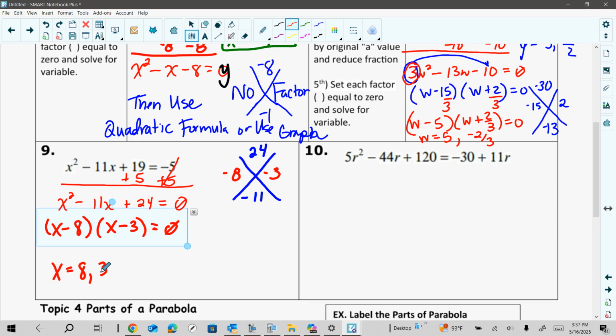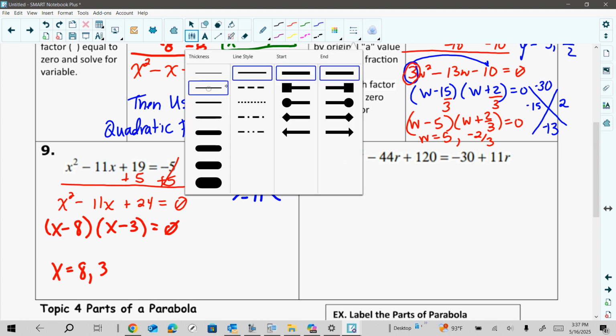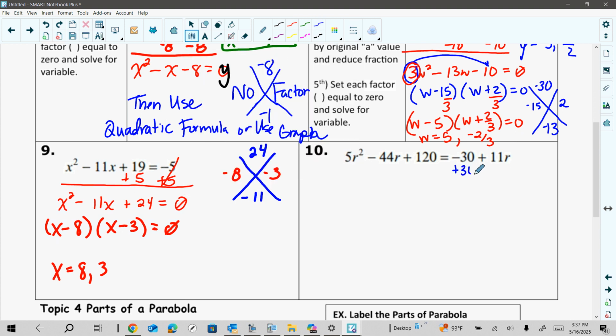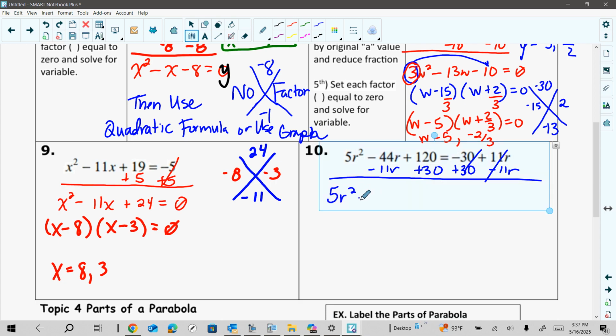All right, so let's see if we can recognize our first step here. We got actually a couple things we have to do to make this equal to 0. We have to add the 30 and subtract the 11r. Okay, so both things cancel. We have 5r squared minus a 55r plus 150 equals 0.